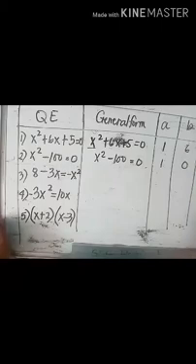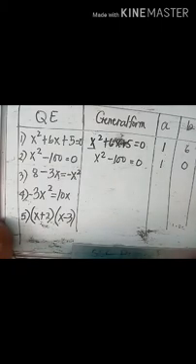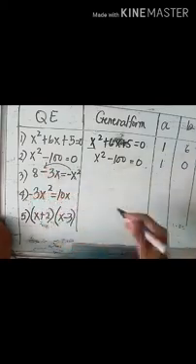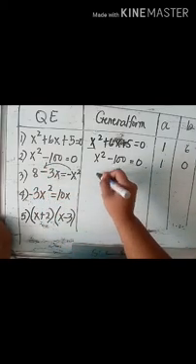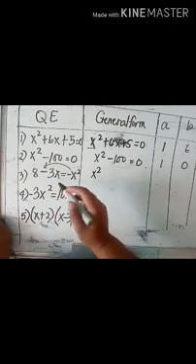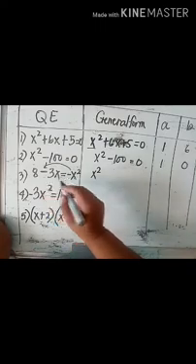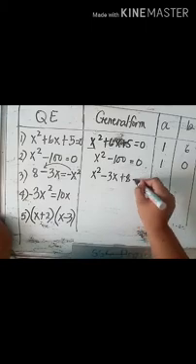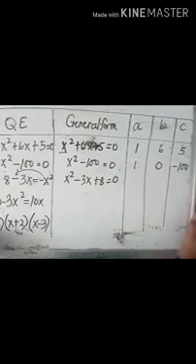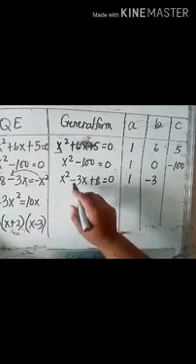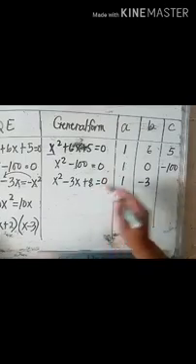Proceed to example number 3. As we observe, it is not yet arranged in general form, so we transpose negative x squared to the left side, so it will become positive x squared. Then we copy the 2, but we arrange negative 3x first before the constant. Then let's identify: 1 again, then negative 3. We just copy the negative sign there. Then positive 8.